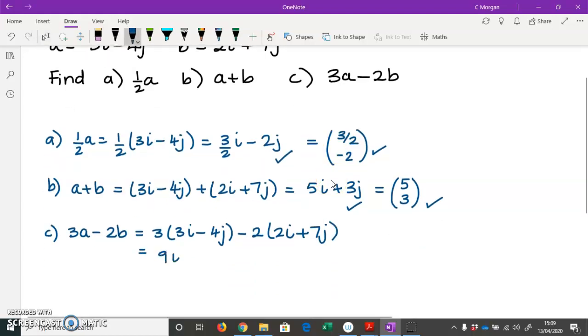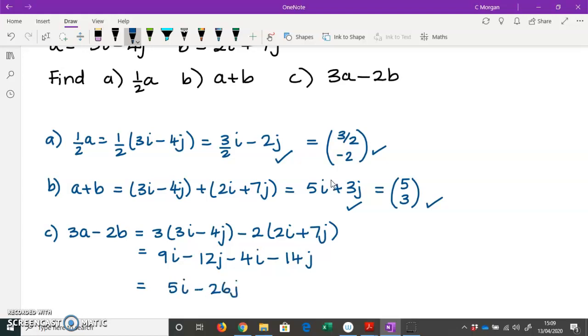So I've got 9 lots of i minus 12 lots of j, subtract 4 lots of i, subtract 14 lots of j. I can see I've now got 5 lots of i, and I've got negative 26 lots of j. Absolutely fine to leave it in that form, but if I wish to, I've got 5 and negative 26 as my column vector, which is also correct. I'm going to do another example on the next page.